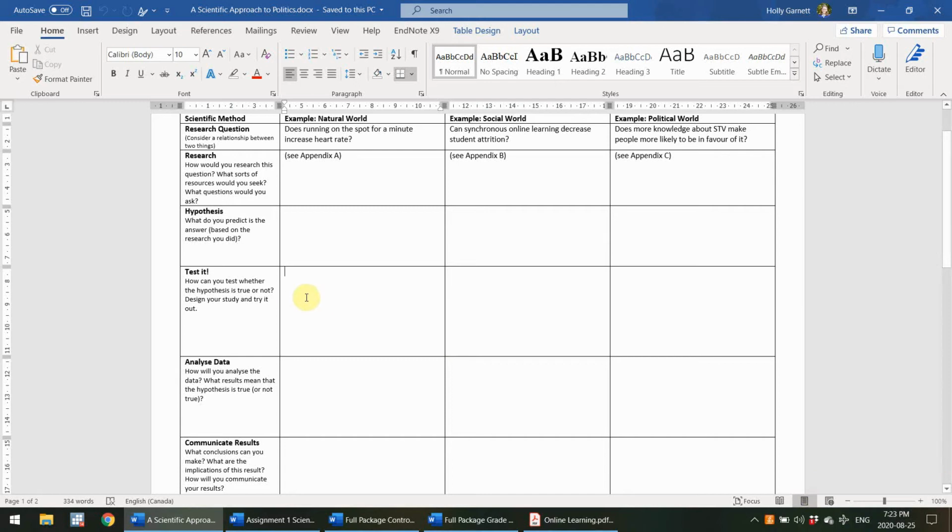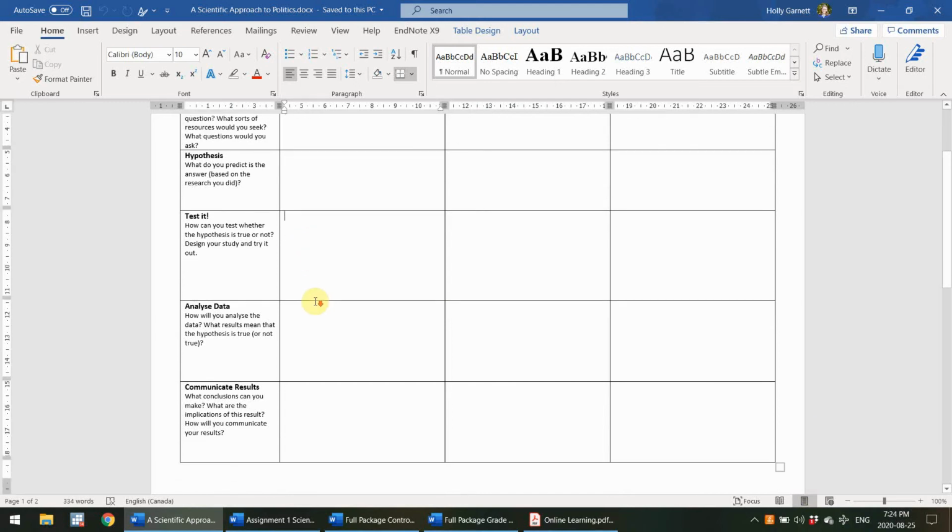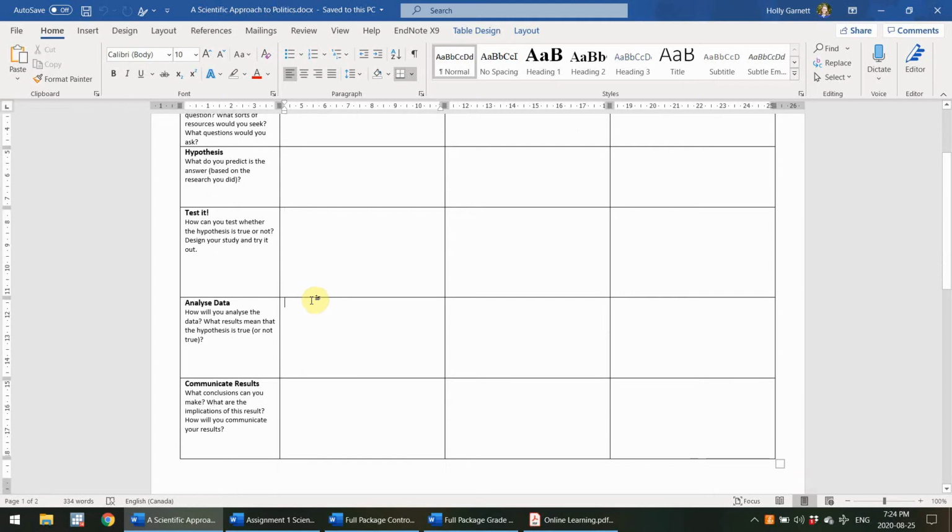And in the end, we notice the heart rate is higher for those who were doing something, who received the treatment of running on the spot. So then the job would be to analyze that data.